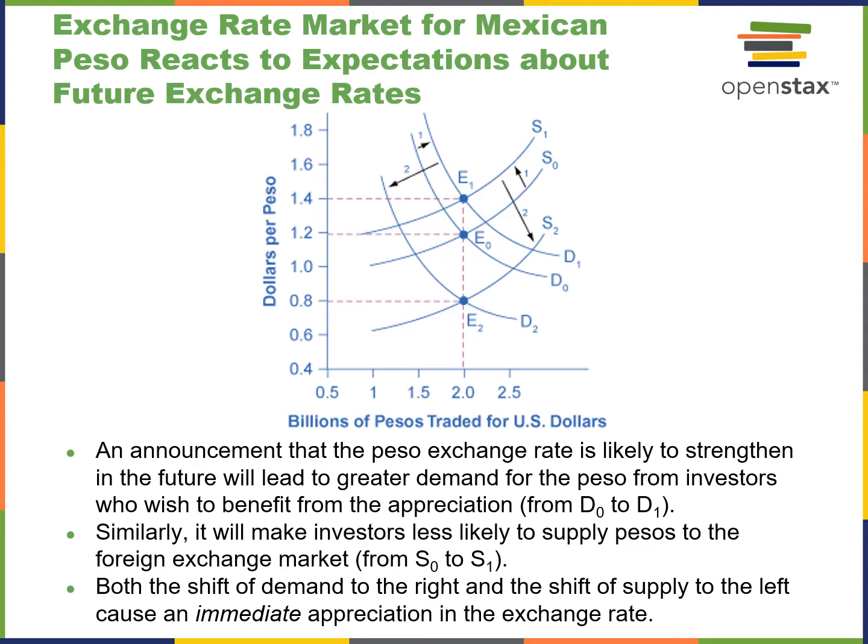An announcement that the peso exchange rate is likely to strengthen in the future will create demand for pesos. Similarly, it makes investors less likely to supply pesos to the foreign exchange market because they're now more valuable. The shift of demand to the right and supply to the left will cause an immediate appreciation in the exchange rate. You can follow this on Forex. It happens constantly, in perpetuity across the globe, and you can follow it 24/7.